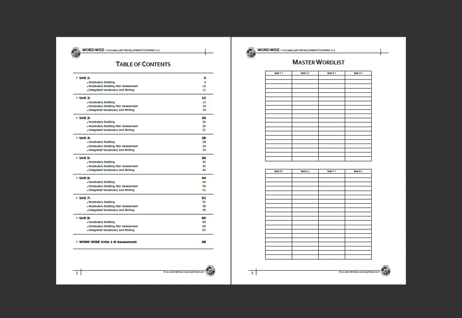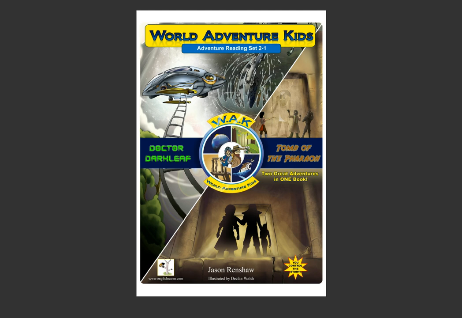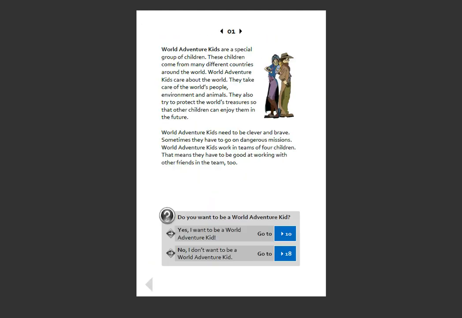As you're going through World Adventure Kids, you'll go to different sections in the book, but we'll go to the start of the book here. And you might like to pick out some of the words that look a bit new or you think are a little bit special, and you might like to put them into your WordWise worksheets. So how do you do that? Well, for a start, let's have a look at this sentence here. World Adventure Kids are a special group of children. Perhaps you'd like to explore this word adventure a little bit more.